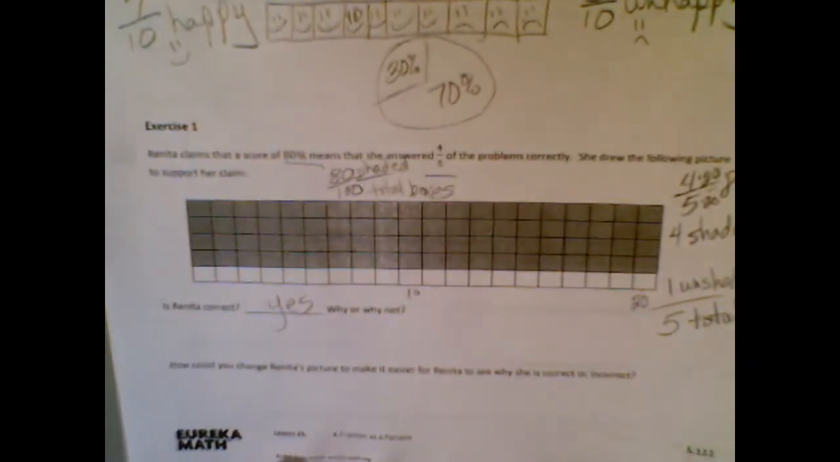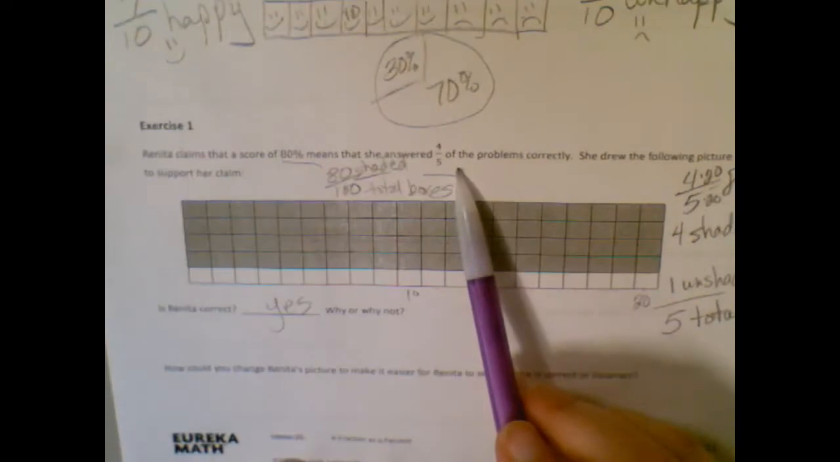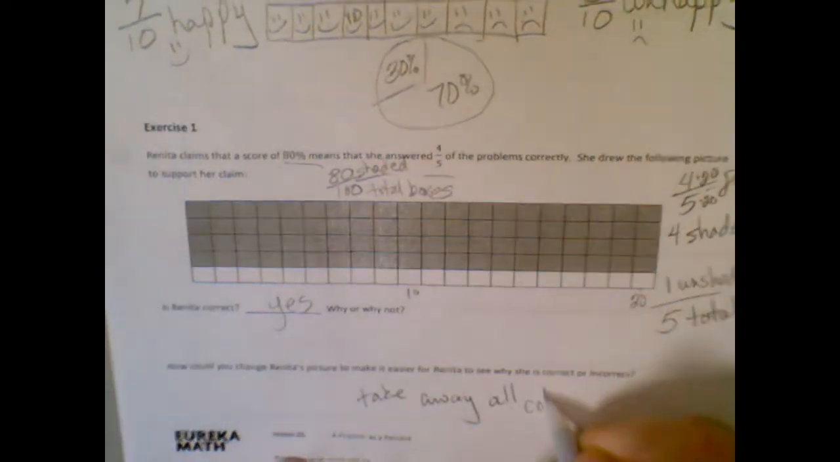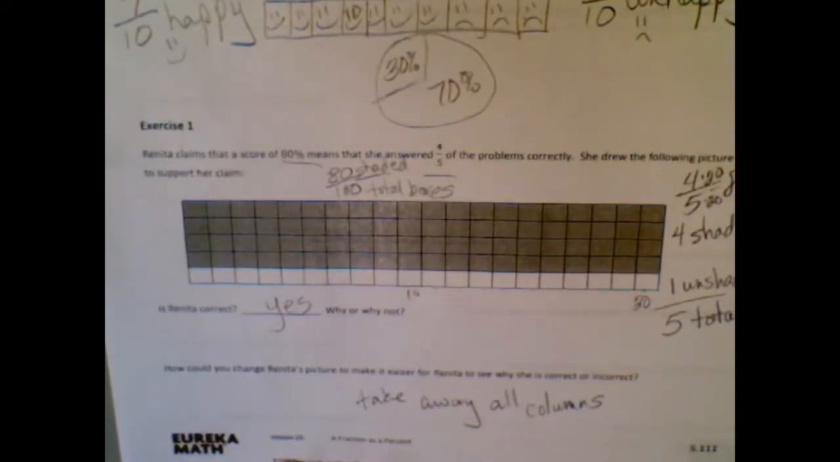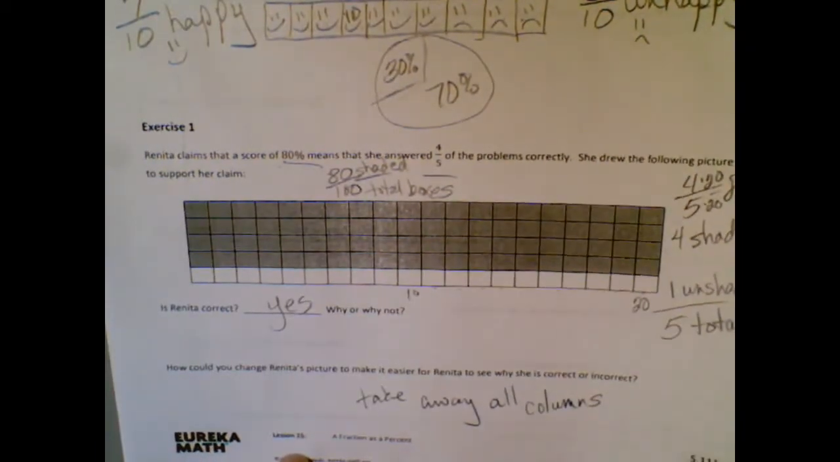How could you change Renata's picture to make it easier for her to see she is correct or incorrect? How could I make it simpler? She showed the 80% well, and she showed the 4/5 fraction well. Maybe take away all the columns, but it did show the 80% well. So that is what we're working on together.